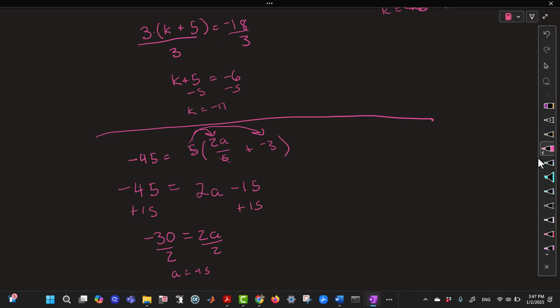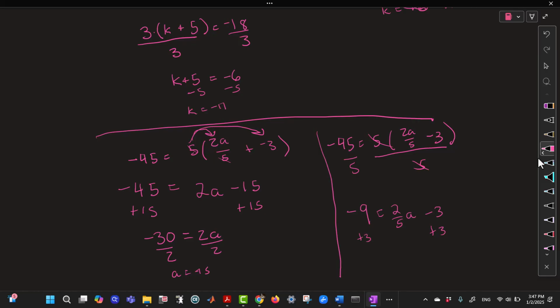So how else could we have done this one? We could have started with negative 45 equals 5 times 2a over 5. I'm just going to write this as minus 3 instead of plus negative 3. I could have divided both sides by 5. This 5 cancels. I get negative 9 equals, and then rather than writing 2a over 5, I'm going to write this as 2/5 a minus 3. And I add 3 to both sides. Negative 9 plus 3 is negative 6. Negative 6 equals 2/5 a.